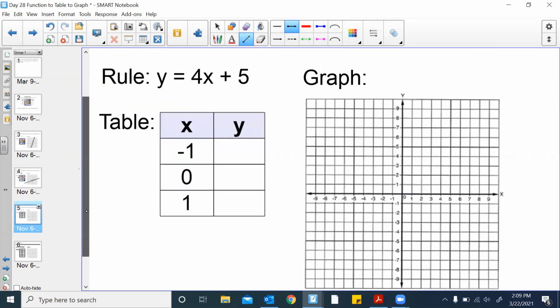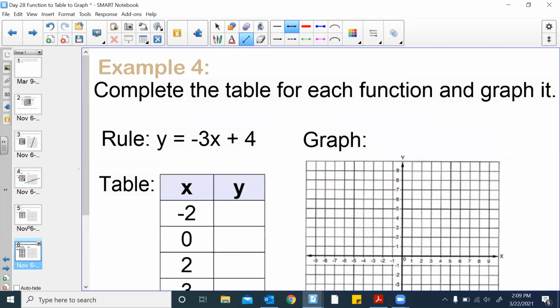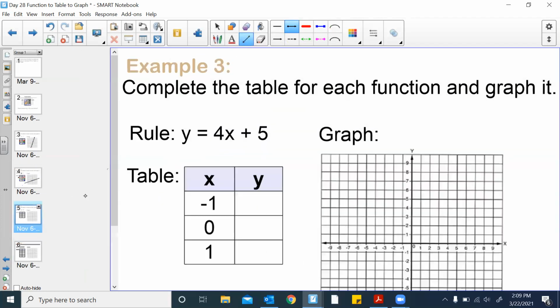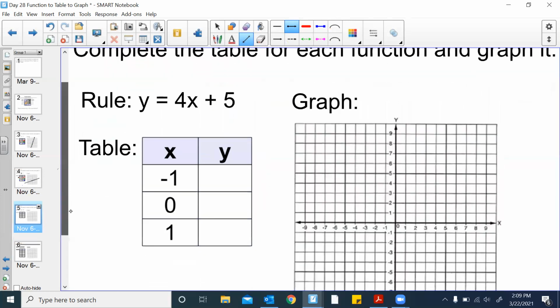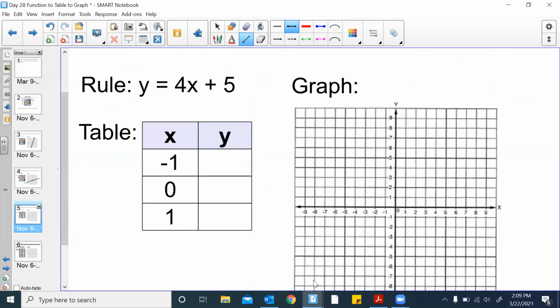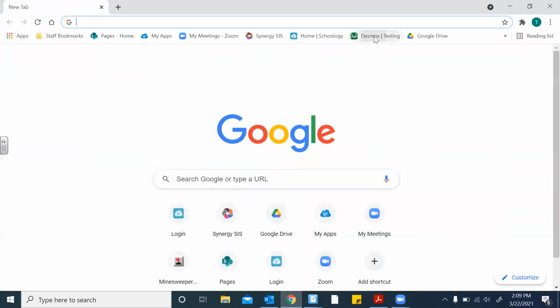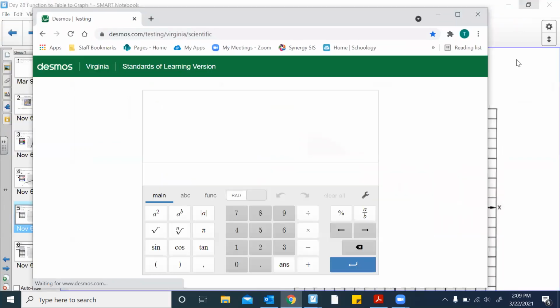All right, let's do one more. Yeah, let's just do one more. And I'm going to show you, let's go. Friendos. I'm going to show you guys how to do this with Desmos. I should have had this open, but I didn't. This is where you guys can fast forward.